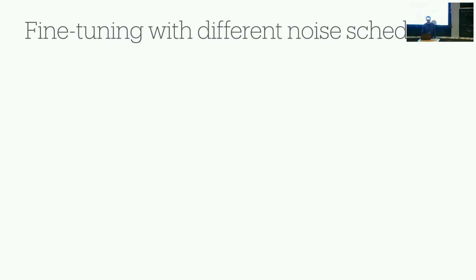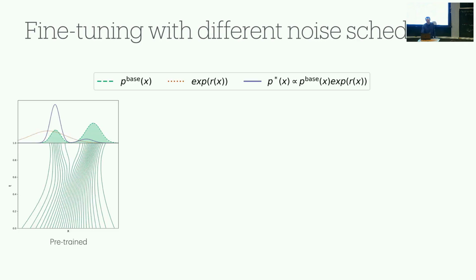OK, now I'm going to tell you what happens if you don't choose a memoryless schedule to fine-tune, because you may think, OK, maybe this is all theory. Maybe you can actually use another noise schedule, and you don't need to go through all this to do fine-tuning for diffusion models. But actually, no.